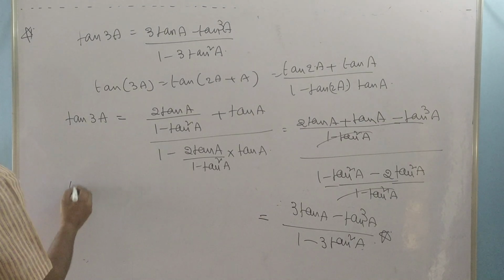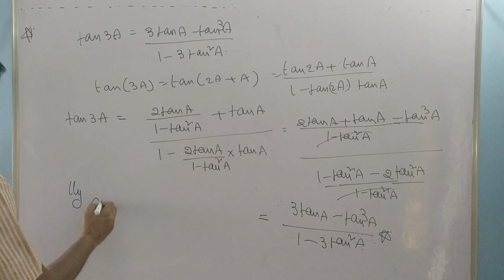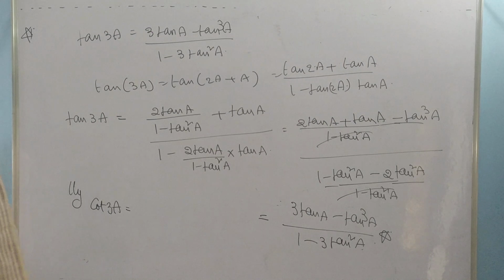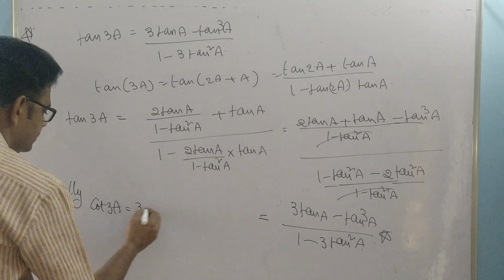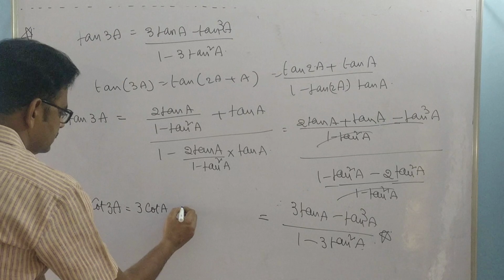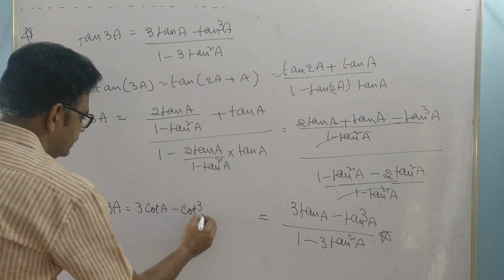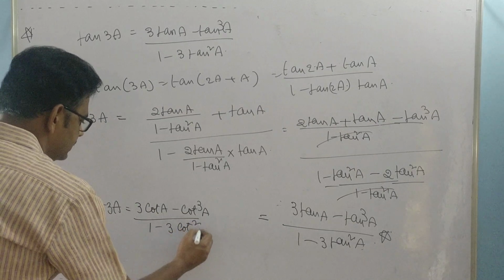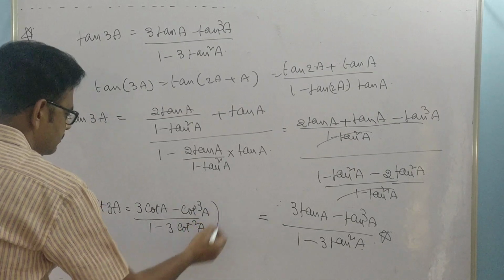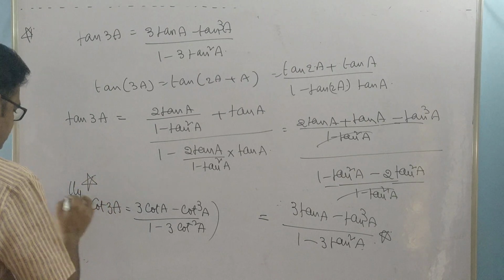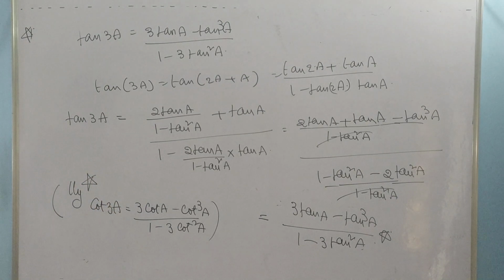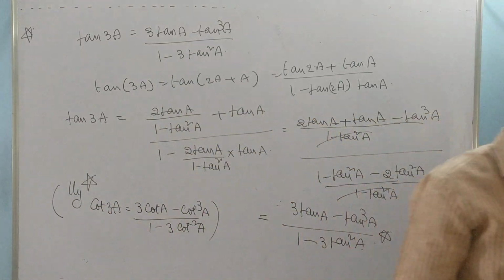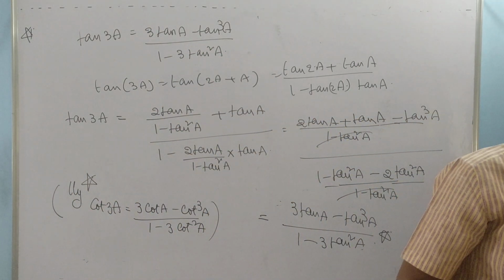So similarly, the cot 3a formula is 3 cot a minus cot cube a by 1 minus 3 cot square a. This is also by the same process. Similarly, cot 3a formula, 3 cot a minus cot cube a by 1 minus 3 cot square a.